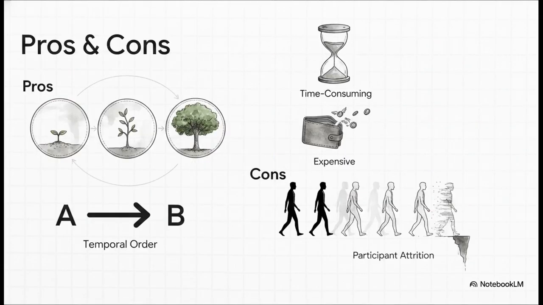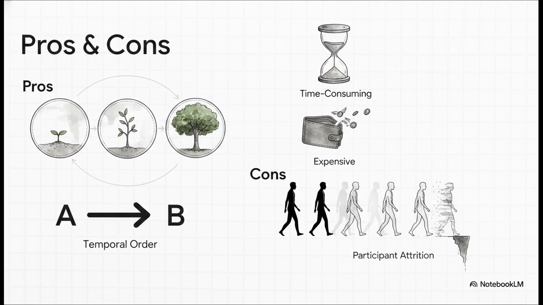The advantages of this approach are just massive. You actually get to study development firsthand. More importantly, as researchers Shadish, Cook, and Campbell tell us, you can establish temporal order. Because you are actually tracking over time, you can see if, say, a drop in self-esteem actually preceded an academic decline, which brings you so much closer to understanding genuine causality.